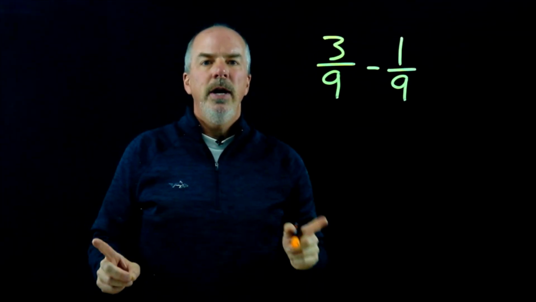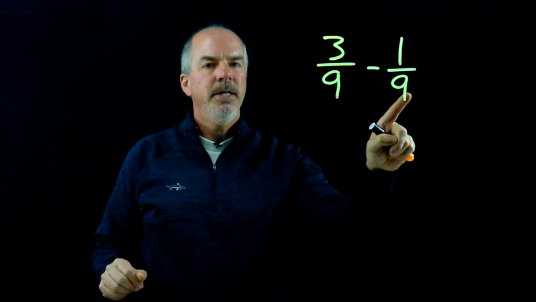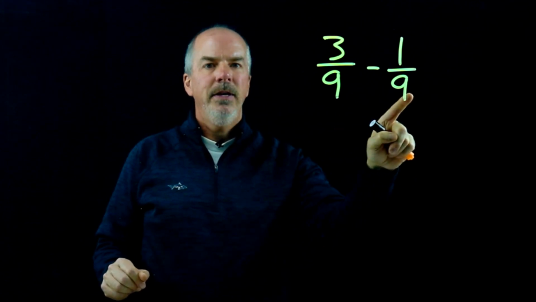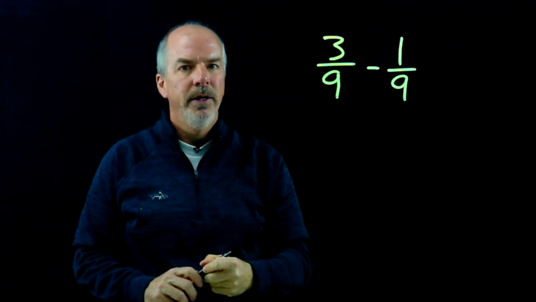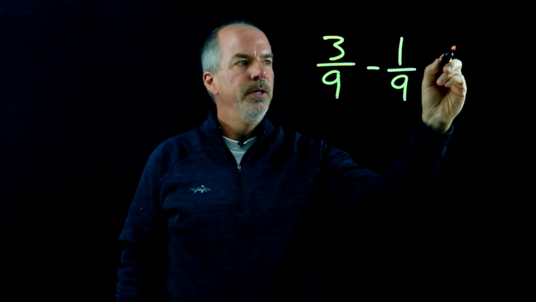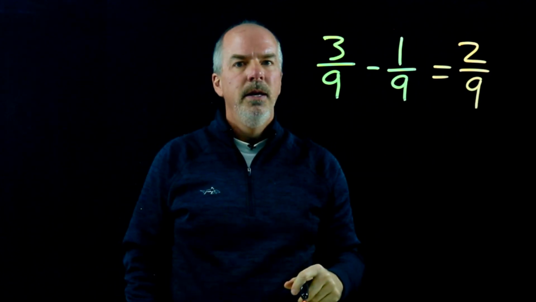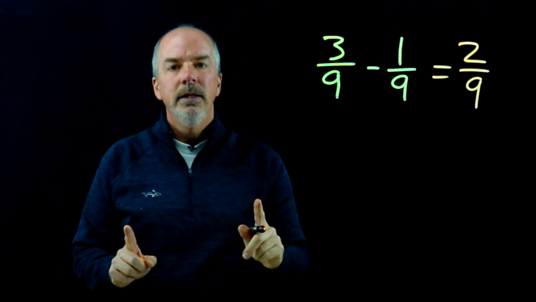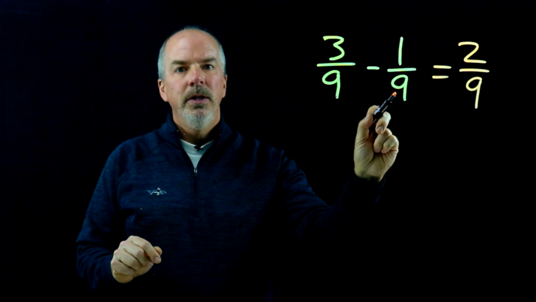Okay, subtracting fractions. In order to subtract fractions, we need to have a common denominator. In this case, we already have a common denominator. So once we have that, we just simply subtract our numerators. So 3 minus 1 is 2 over 9. Okay? Now, in this video, we're going to look at subtracting where our denominators are not the same, and we're going to learn how to do that.